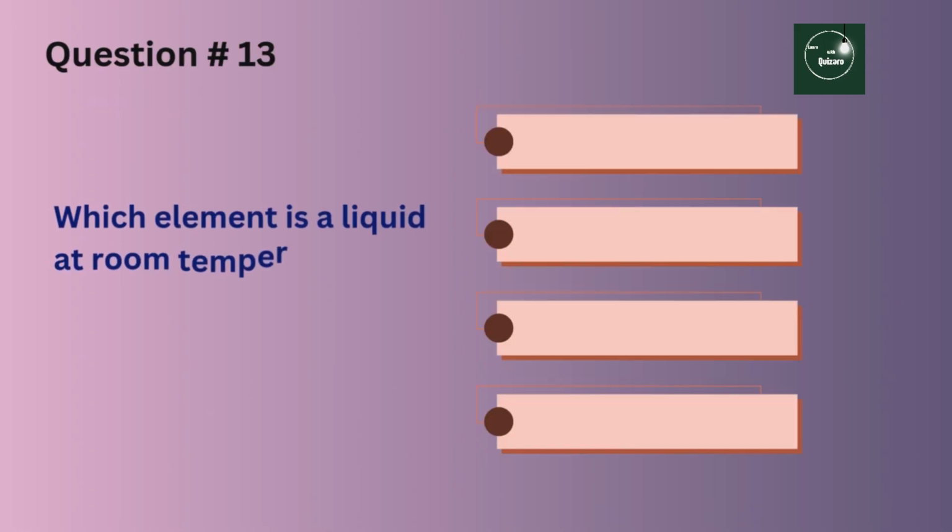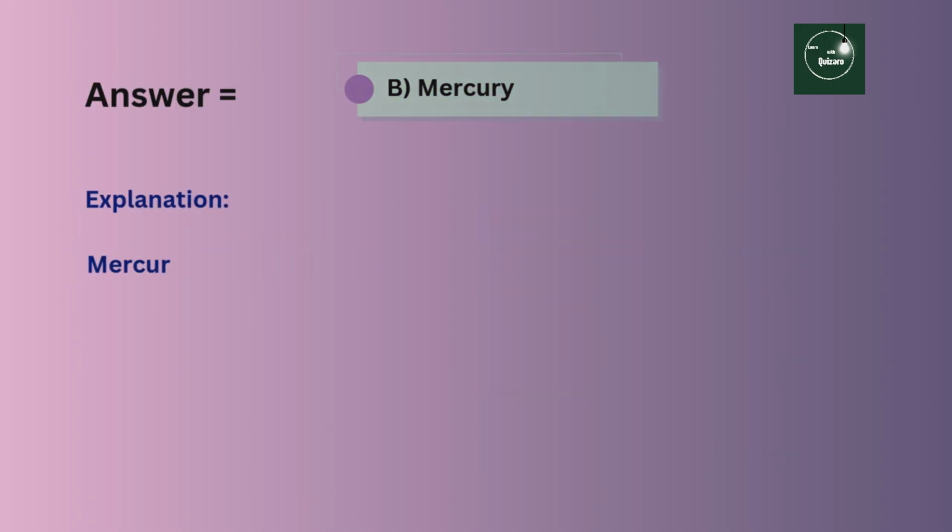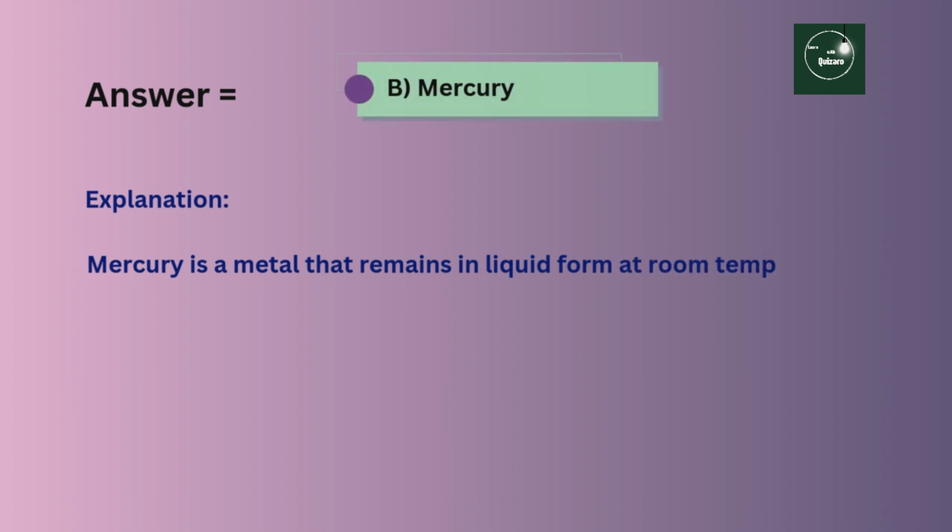Question 13. Which element is a liquid at room temperature? A. Iron. B. Mercury. C. Aluminum. D. Gold. Answer is B. Mercury. Mercury is a metal that remains in liquid form at room temperature, unlike most other metals, which are solid.